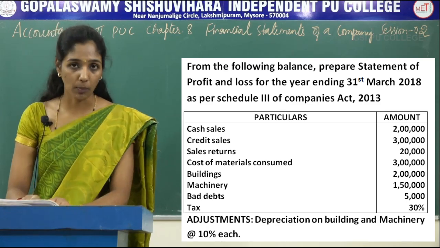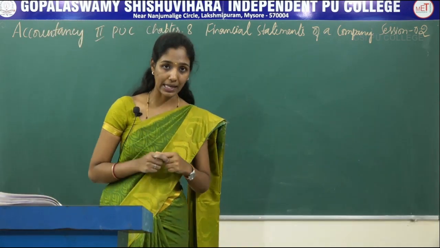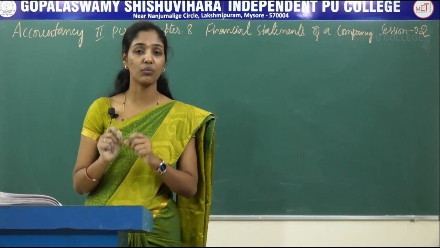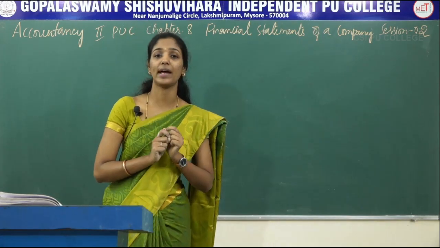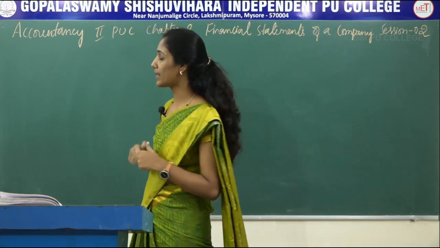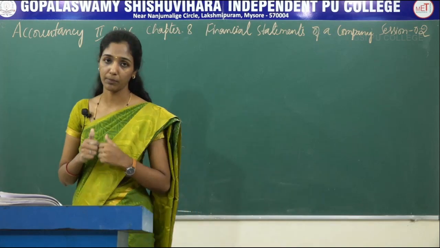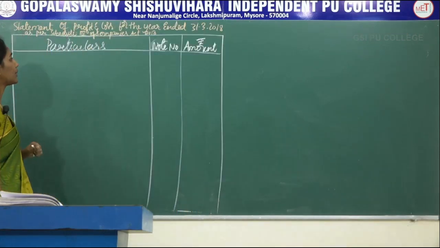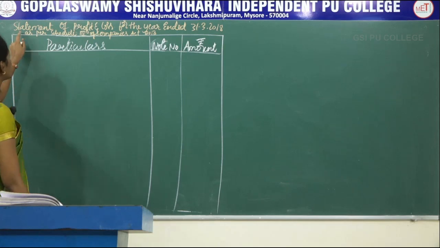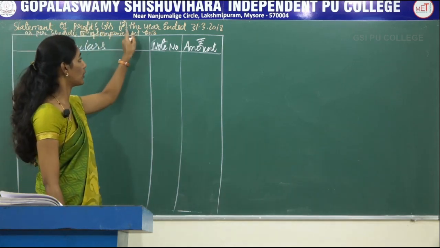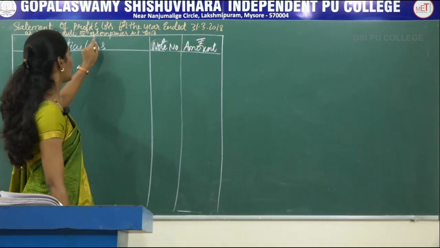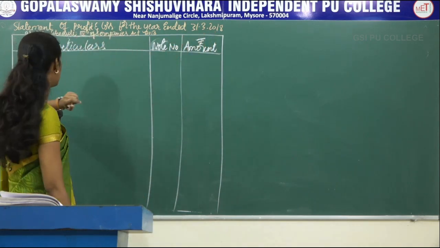Now let's solve the problem. So I already told you in the last class, before going to solve the problem, you must be familiar with the format of statement of profit and loss. Then only you can easily solve the problem. So now let's write the format of profit and loss statement. This is your format of statement of profit and loss. You have to write the heading carefully. Statement of profit and loss for the year ended 31st March 2018 as per Schedule 3 of Companies Act 2013.